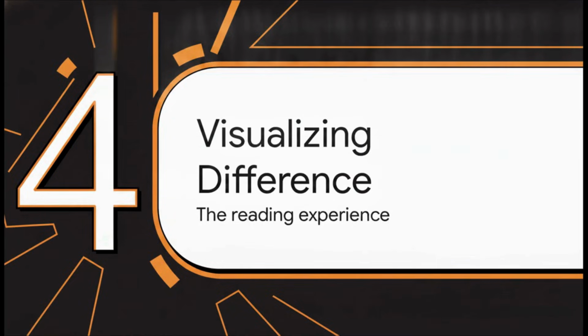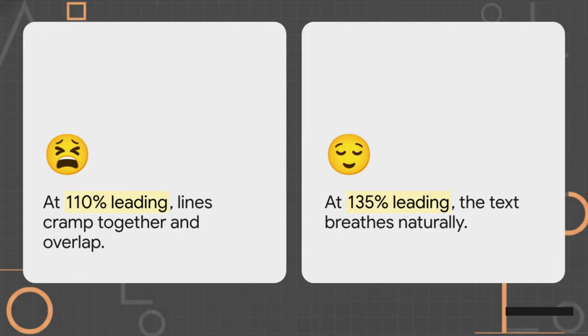Section 4. Visualizing the difference and how this impacts the reading experience. If you drop your leading down to 110%, it is a crowded disaster. The bottom of the letters on one line literally crash into the tops of the letters on the next line, and it totally strains the eye. But bump that up to a balanced 135%, suddenly the text breathes. It's inviting. Now, if you go way too far, say 170%, the lines lose all cohesion. But 135%, that is the absolute sweet spot.